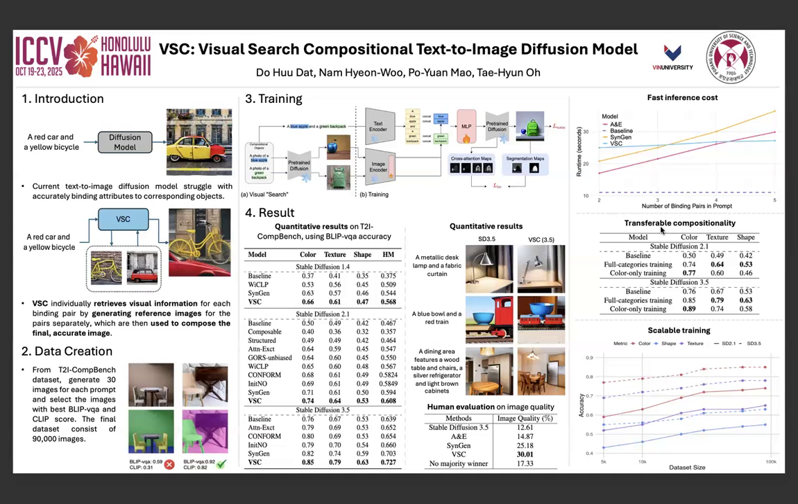And finally, we see scalable training: as we scale up the dataset size, the accuracy also scales up, which implies that VSC can be further improved by just providing more data, maybe real data or synthetic data. Thank you for listening.